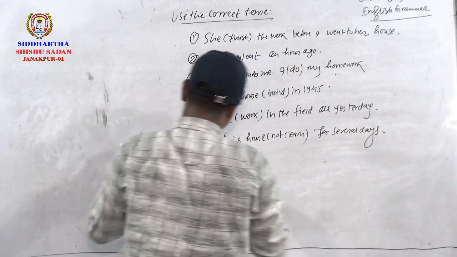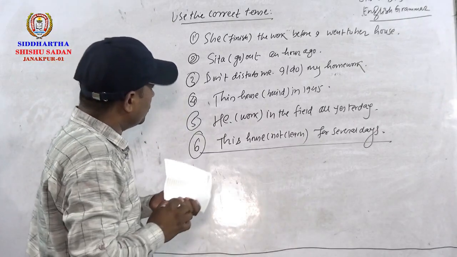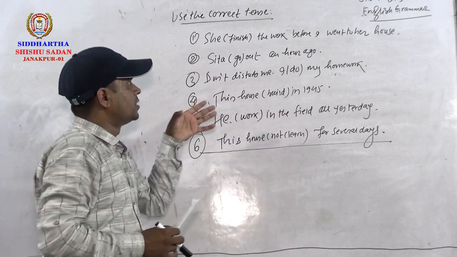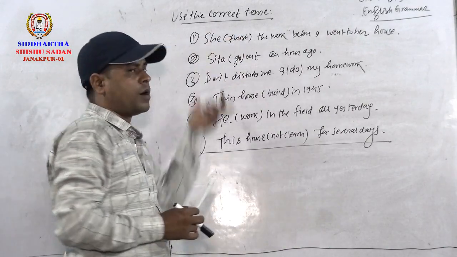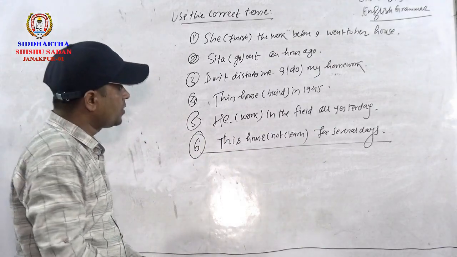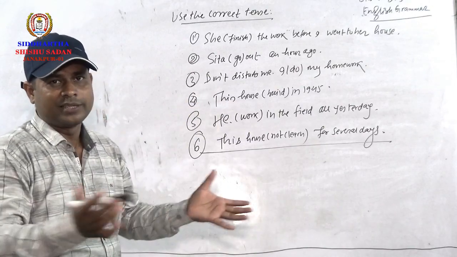Okay, these are the six questions for you to practice at home. Go through them and use correct tense. Put the verbs in the correct form, correct tense there. I hope you will come with the answers of these questions, and tomorrow I will write the answers again on the board and you will get them best.